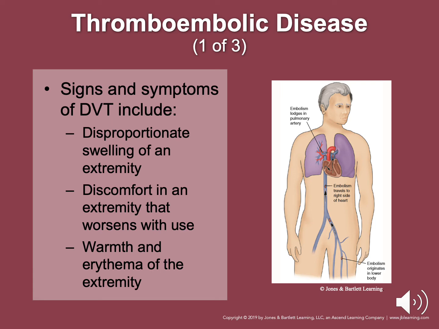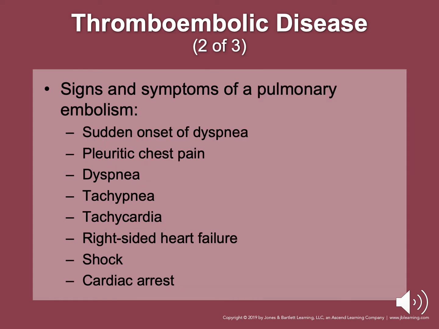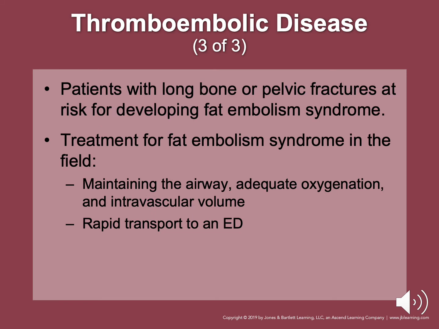When a DVT dislodges, it causes a pulmonary embolism. Signs and symptoms of a PE include sudden onset of dyspnea, pleuritic chest pain, tachycardia, right-sided heart failure, shock, and cardiac arrest. Patients with a long bone or pelvic fracture are at high risk for developing fat embolism syndrome. Treatment for fat embolism syndrome in the field is maintaining the airway, O2, intravascular volume, and rapid transport.